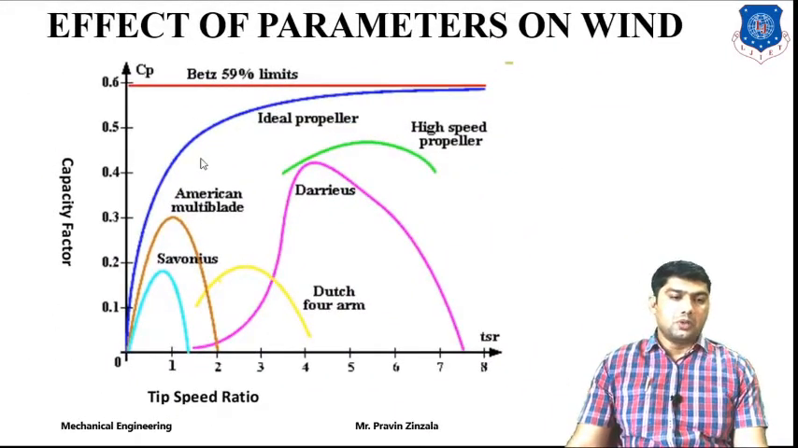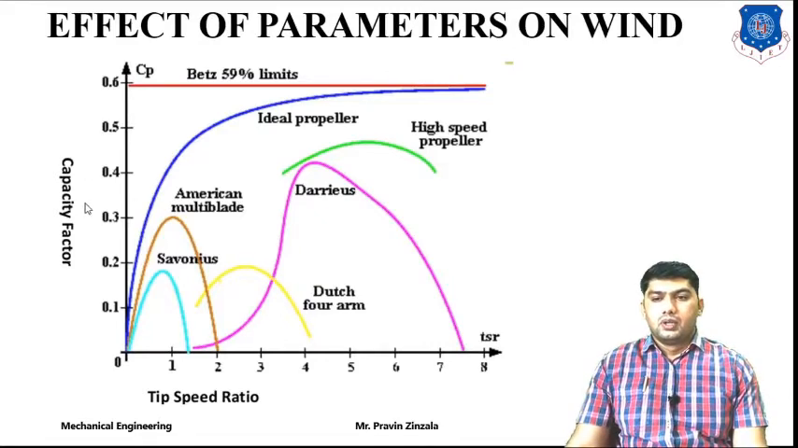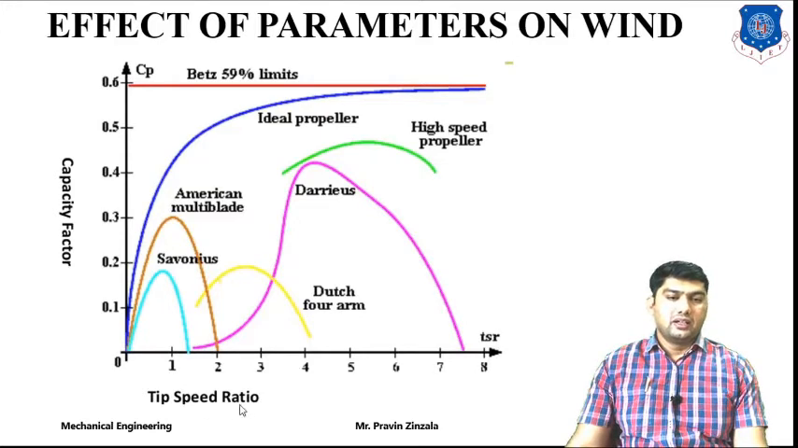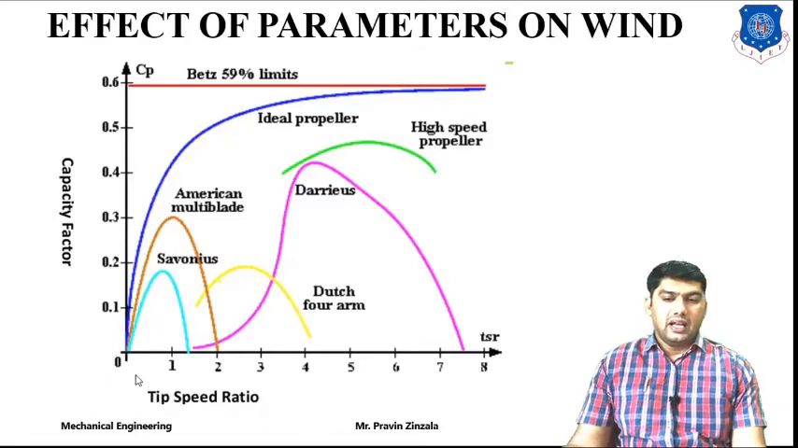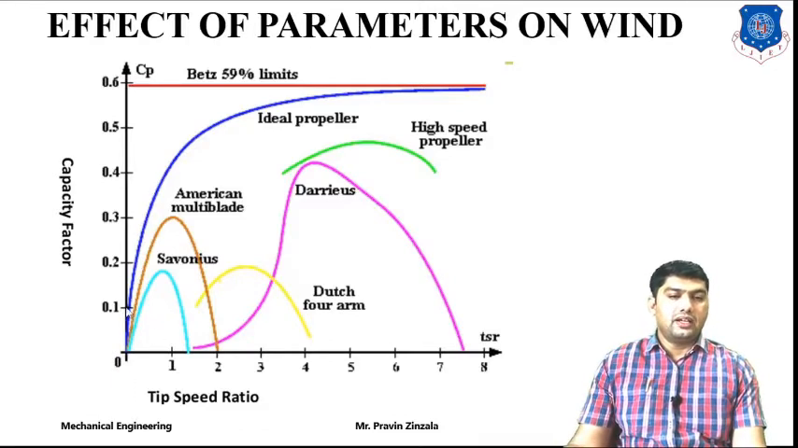This is also one type of performance curve: power coefficient or capacity factor against the tip speed ratio. Tip speed means the velocity available at the tip. The ratio of the velocity at the tip to the velocity of wind is called the tip speed ratio. In the graph of capacity factor against tip speed ratio, different types of wind turbine have different capacity factors.